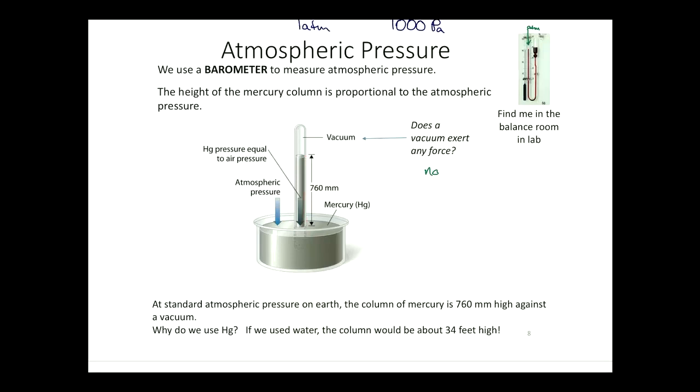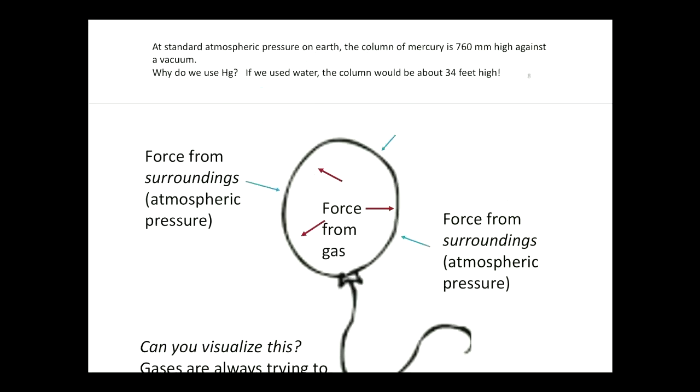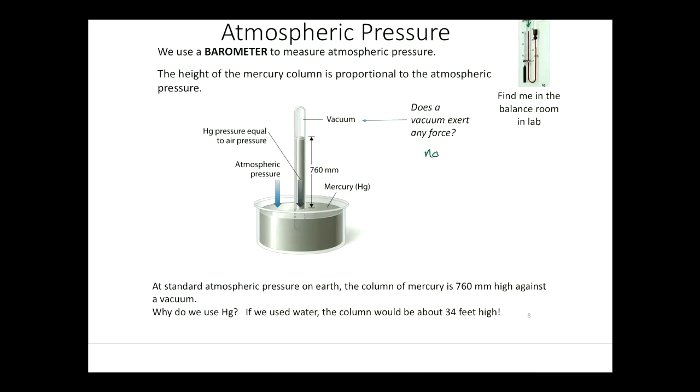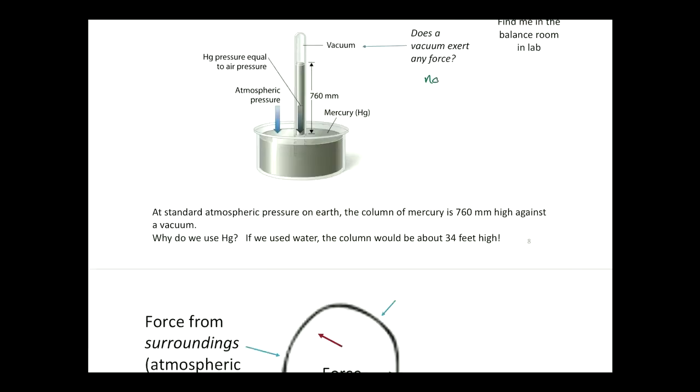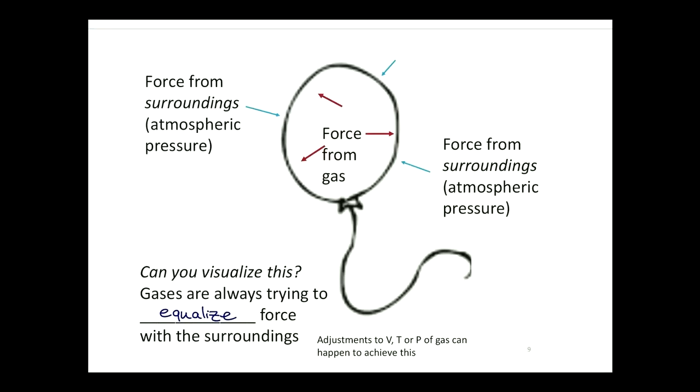All right. So that's the whole idea here. In this picture, recognize that there's atmospheric pressure force being pushed on this pool, and it's equalizing with the weight of the mercury inside the tube. So if the pressure changes, the height of the tube changes as well to equalize that force, because that's what gases try to do. Gases are always trying to equalize their force, the force being exerted on the walls of this container, with the surrounding force. All right?